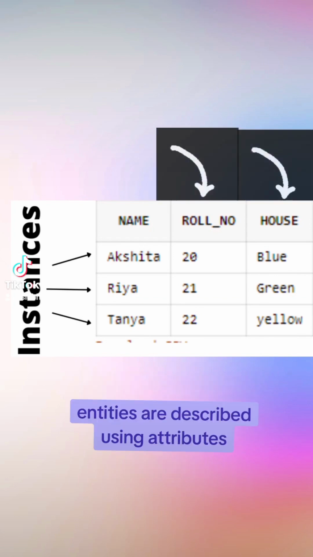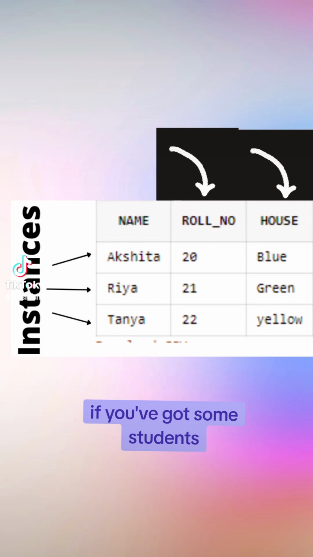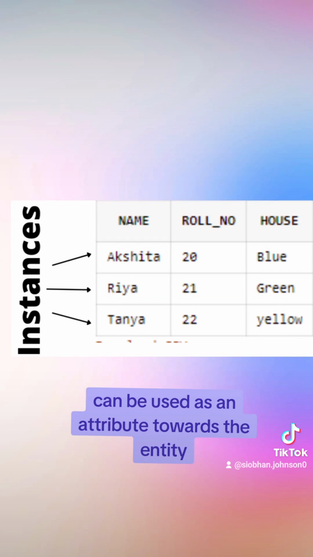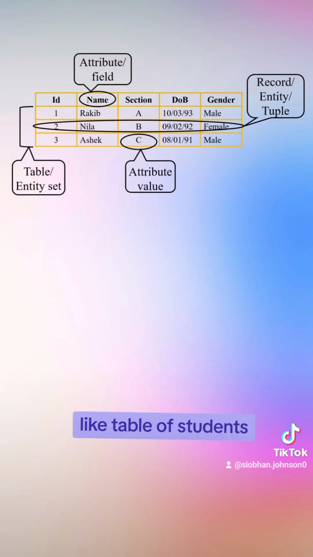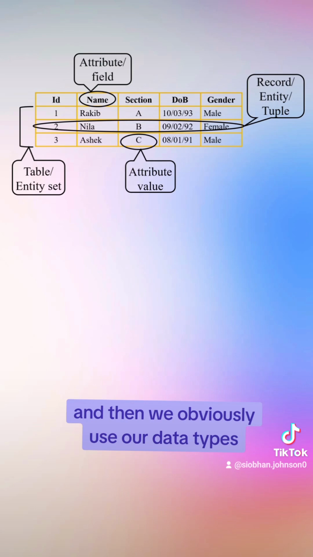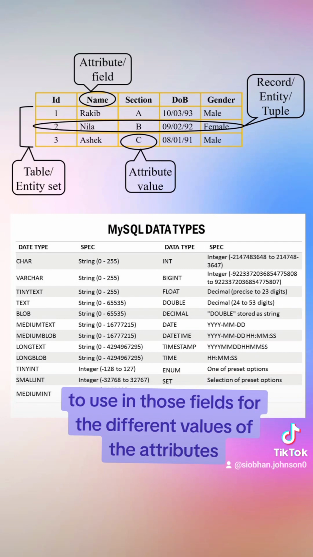Entities are described using attributes. So for example, working in the school, if you've got some students, their name, date of birth, or contact information, etc., can be used as an attribute of the entity. So we have the entity that is students, that's the whole table of students. Then we have instances, which are the students' names, and the attributes of the student. And then we use the various data types we mentioned earlier in those fields for the different values of the attributes.